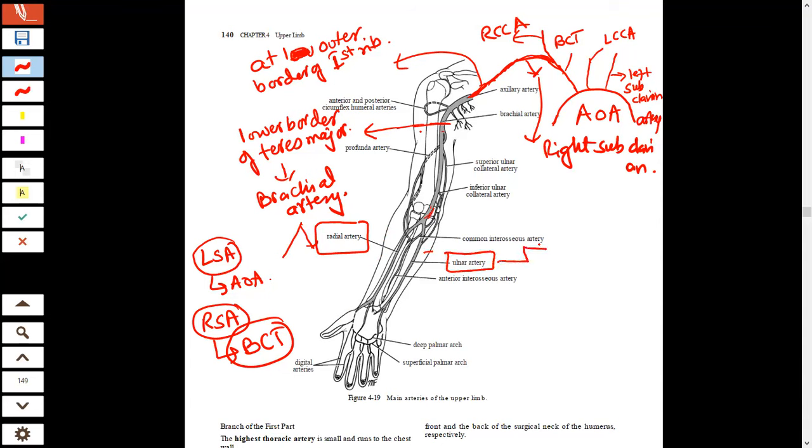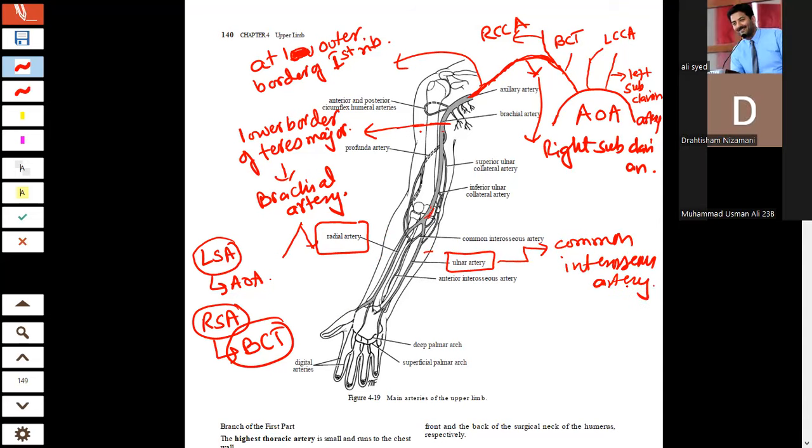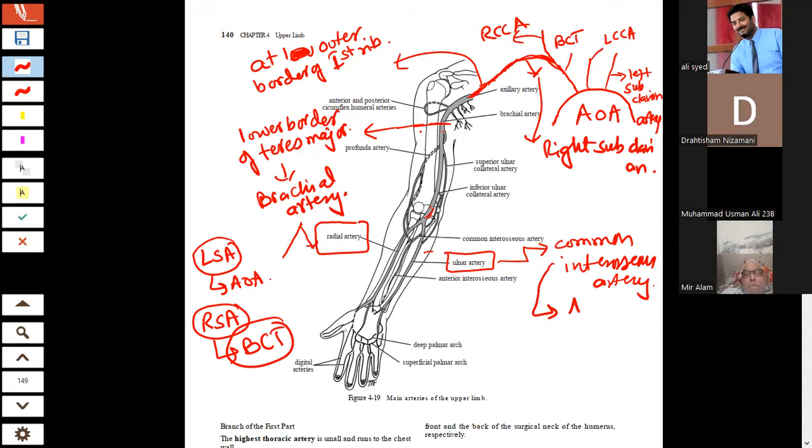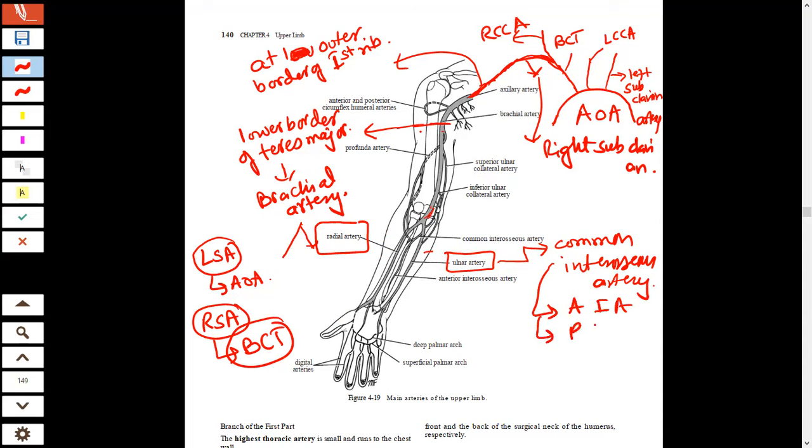The ulnar artery will give a branch known as the common interosseous artery. This common interosseous artery will divide into the anterior interosseous artery and the posterior interosseous artery, and it is going to give blood supply to your forearm region. But see here, this radial artery will go downward into the palm region, and in the palm region it will become the deep palmar arch. So the radial artery will form your deep palmar arch.